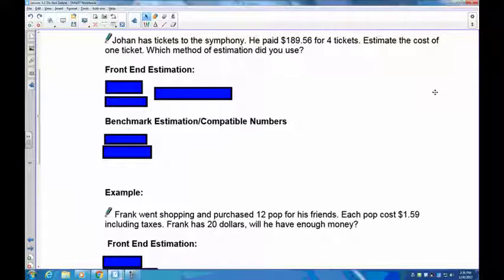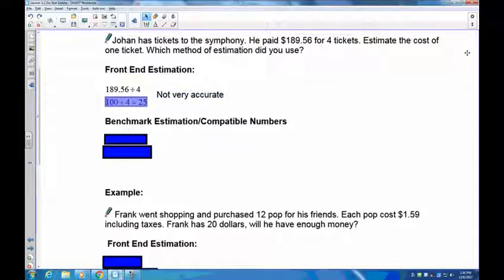All right, so front-end estimating. 189.56 cents. I'm going to take and change that. This is what I'm supposed to divide by 4, so I'm going to change that to be 100. Now you'll see 189 dropping down to 100. That ain't good. That's a big difference. So front-end estimating here would not be a very good idea. So you could use 180 divided by 4, but then you're starting to get into more compatible numbers and stuff. So front-end estimation in this case would not be a good choice.